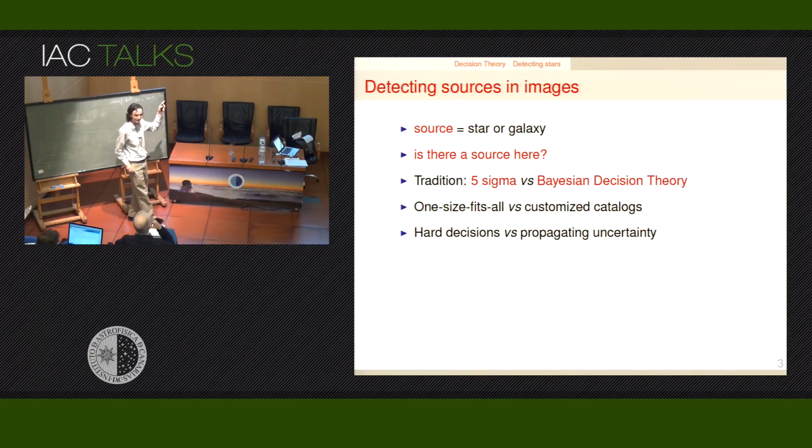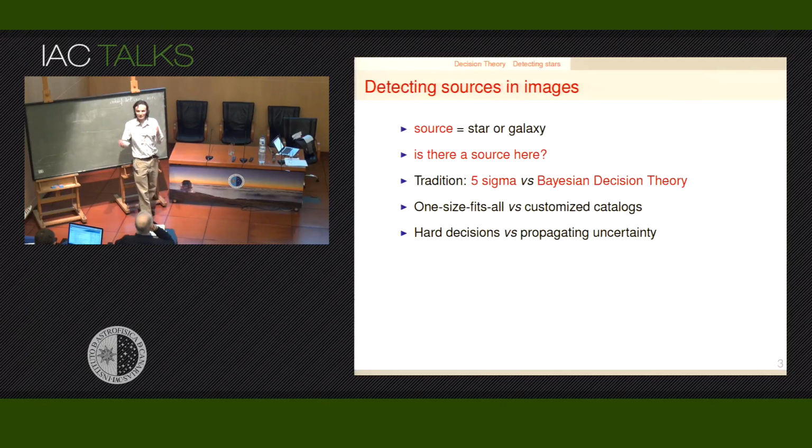I wanted to talk first about, before we can measure objects in images, we have to detect them. So I'll probably talk about detecting sources. Sources in my world is just a star or a galaxy. And the big question is, at each pixel, is there a source here? Or at each point in the sky, is there a source here?